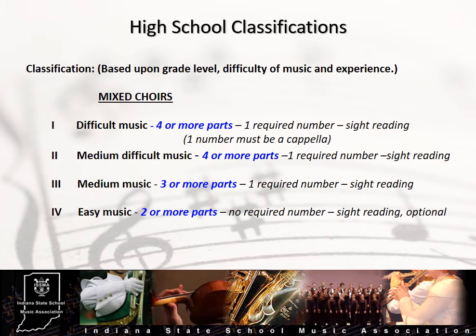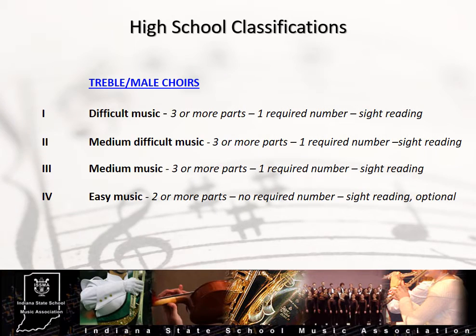As you can see from the slide, Groups 1 and 2 now require 4-part literature for their selected numbers, while Group 3 organizations go back to the 3-part requirement of earlier. Group 4 organizations require a minimum of 2 parts that the director has selected for their programming. And again, I remind you that this criteria only affects selected repertoire. A printed copy of these classifications will be given to you when you judge.